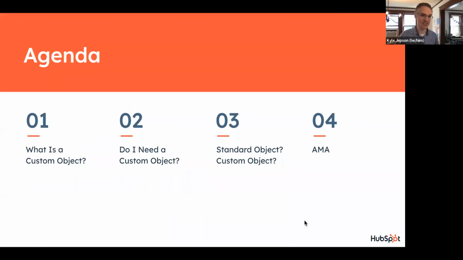To get down to business, here's our agenda. I'll talk about what a custom object is. And then the bulk of our time together, I'm going to focus on this question of, do you actually need a custom object? Because that is a big thing for people to try to figure out. I'm going to give you some clear ways to do that. Standard object versus a custom object, what the difference is, how to think about that. And then at the end, we'll have an AMA.